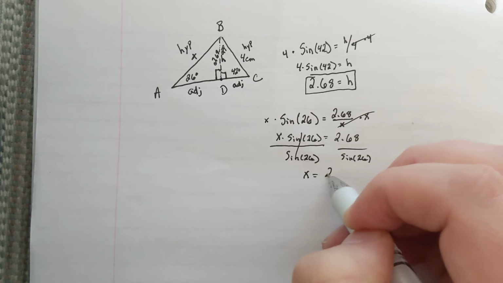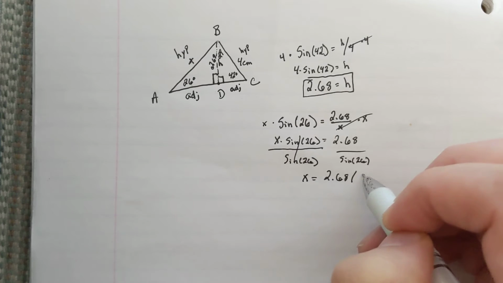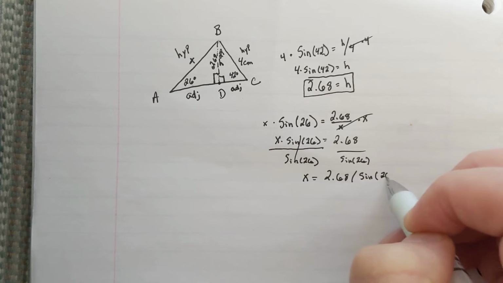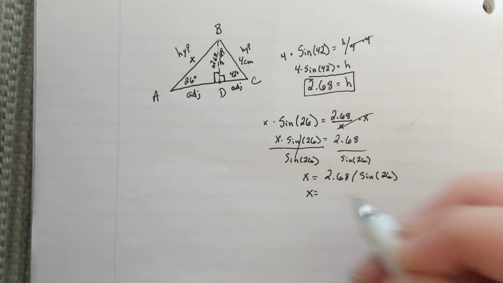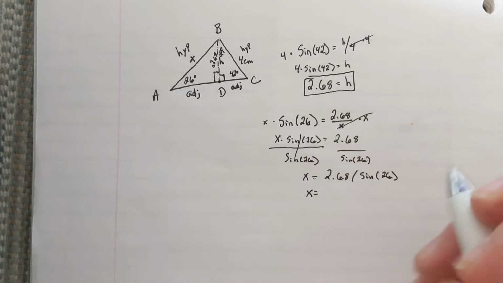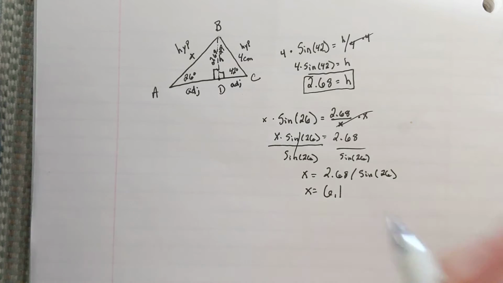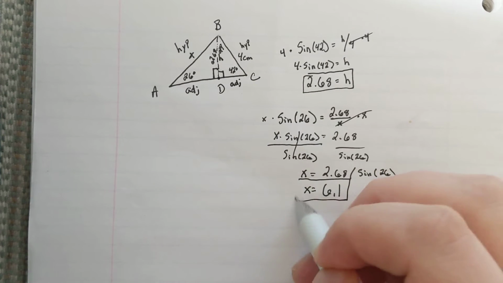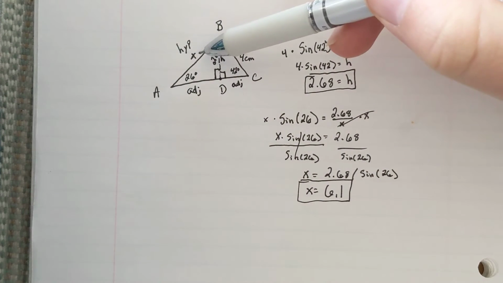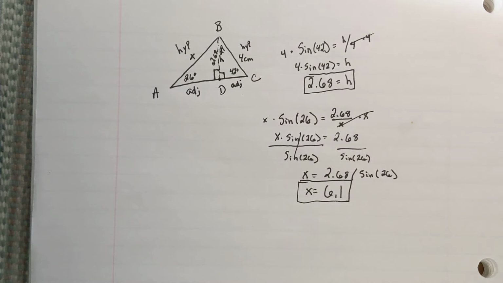And we get x equals 2.68 over sine of 26. If we type that in our calculator, once again, we get about 6.1. All right, so that side length right here is 6.1 centimeters. Now, there's quite a few steps involved with that process.